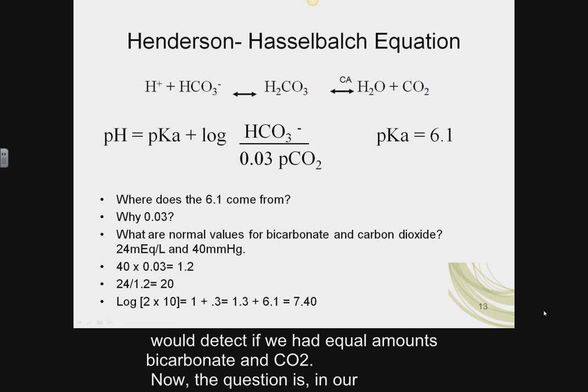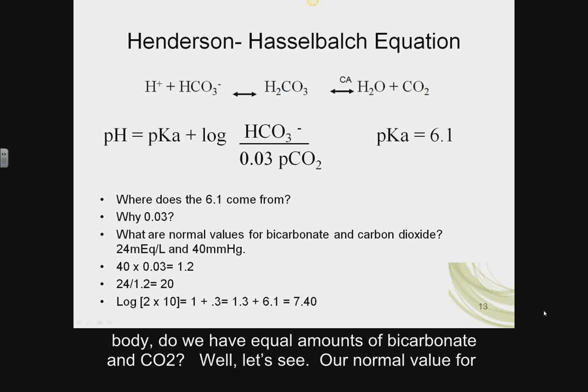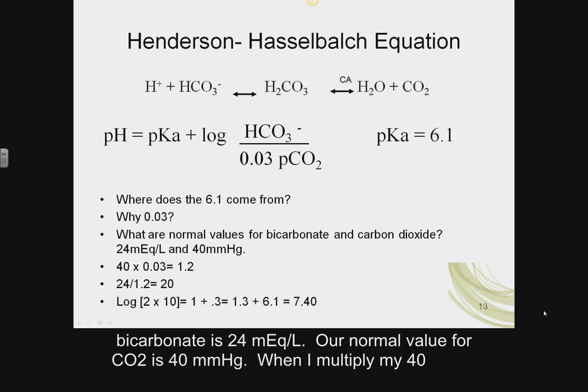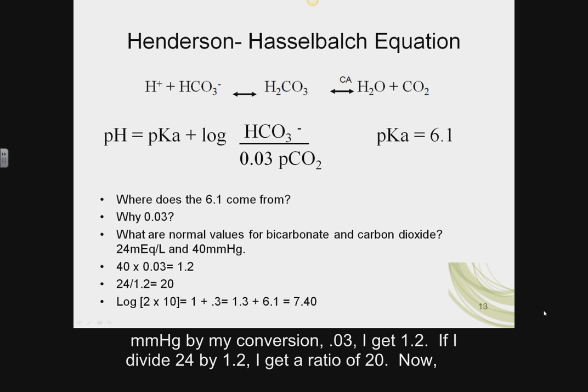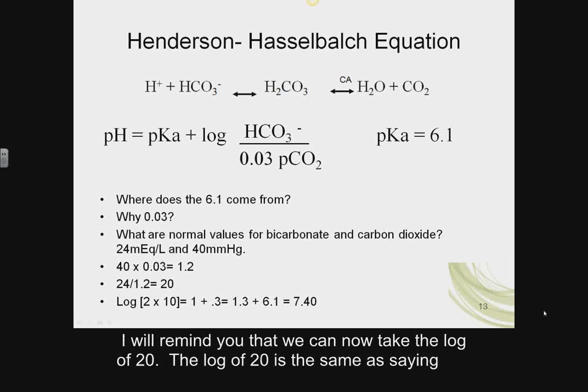Now, the question is, in our body, do we have equal amounts of bicarbonate and CO2? Well, let's see. Our normal value for bicarbonate is 24 milliequivalents per liter. Our normal value for CO2 is 40 millimeters of mercury. When I multiply my 40 millimeters of mercury by my conversion unit, 0.03, I get 1.2. If I divide 24 by 1.2, I get a ratio of 20.